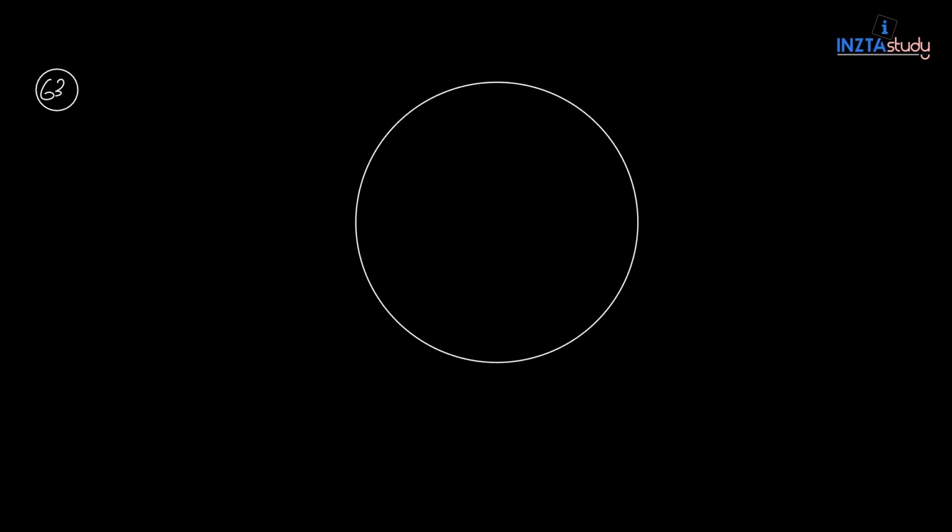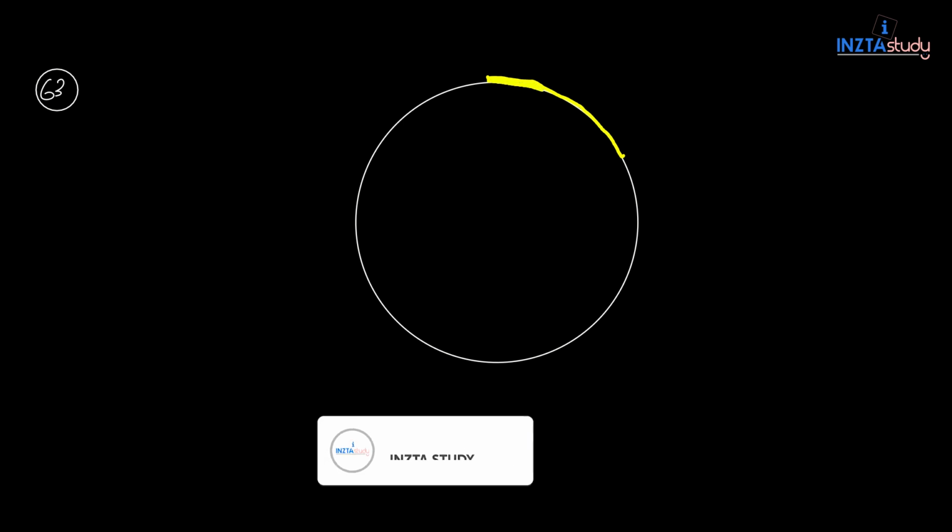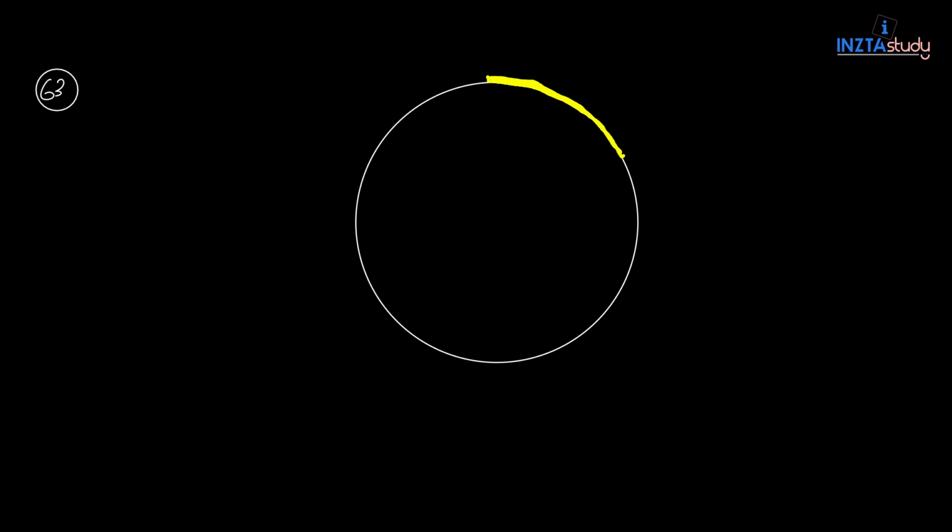Hello everyone, so this is question number 63. In this question it is given that there is a fixed sphere, and on this sphere a chain was kept. One end of the chain is at the top and the other end of the chain is hanging like this. This chain has a mass of m and a length of L.